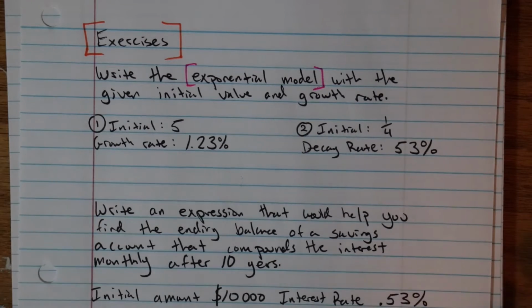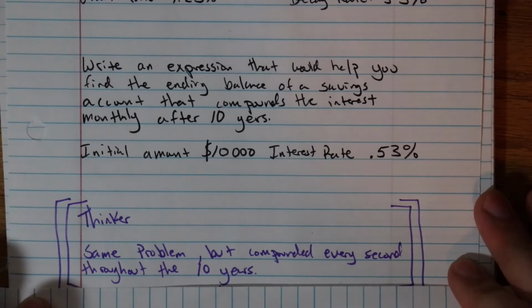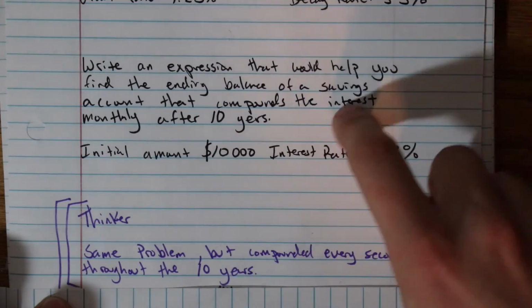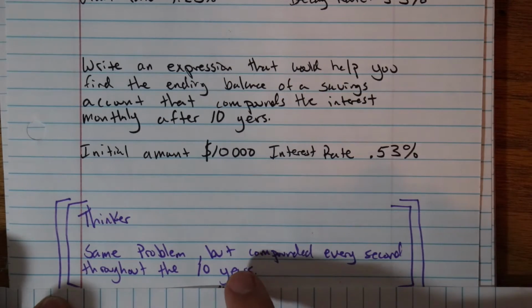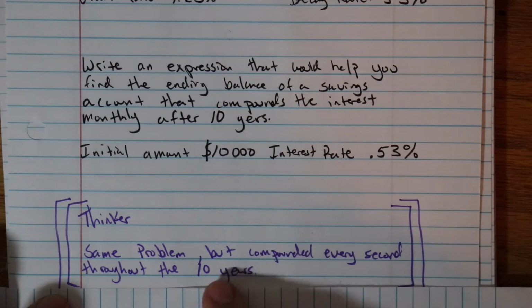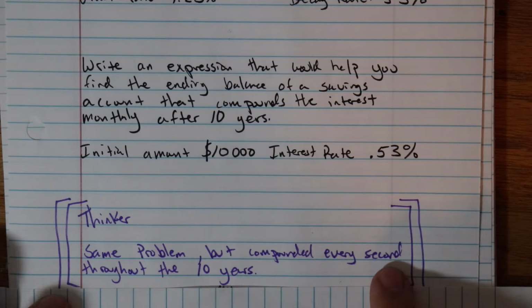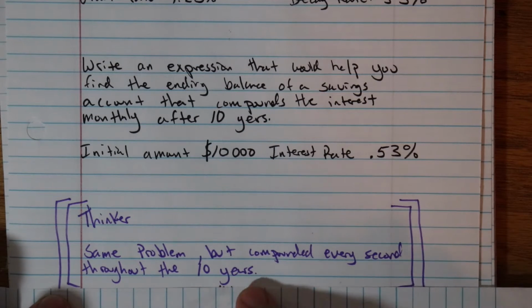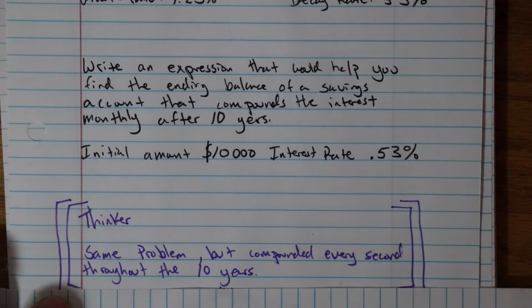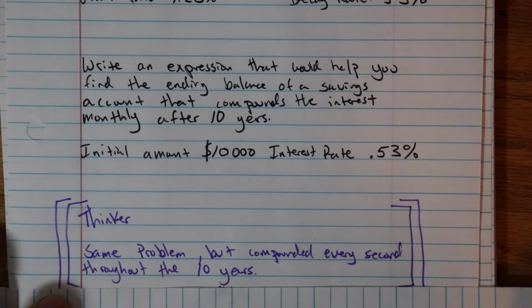Here's the thinker that I will leave you with. This particular example, it's the same exact problem here, but what if it wasn't compounded every month? What would happen if you compounded that interest rate every second throughout those 10 years? How much money would you have? $1 million? $1 billion? $1 trillion?